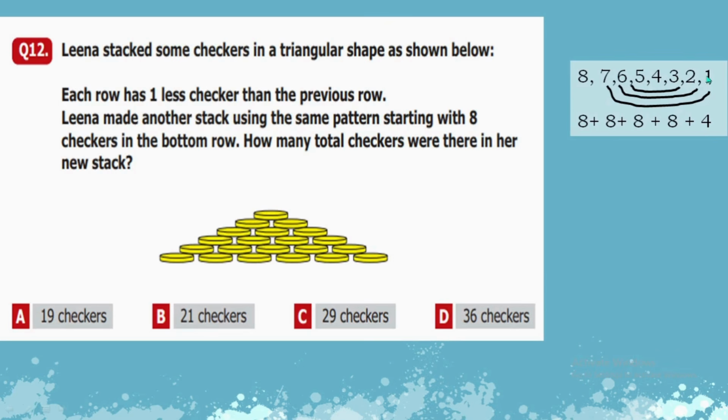So we have to add all the numbers. So 8 will come as it is. You can simply add the numbers. Otherwise, you can make combinations like 7 plus 1 is 8, 6 plus 2 is 8, 5 plus 3 is 8, and then there is a 4. So when you add all the numbers, 36 is our answer, like D, option D.